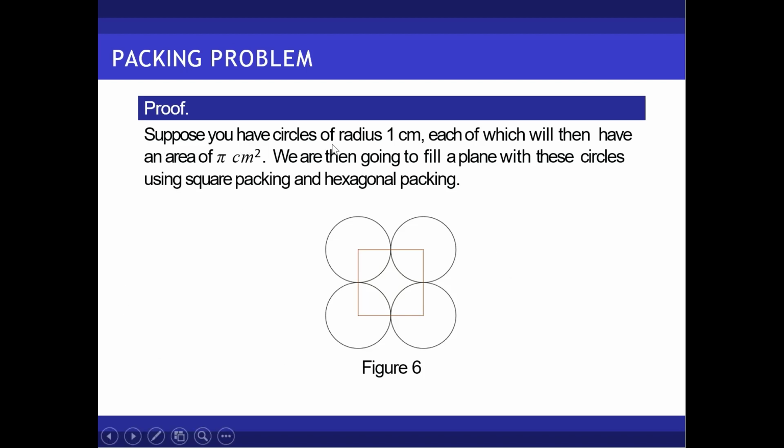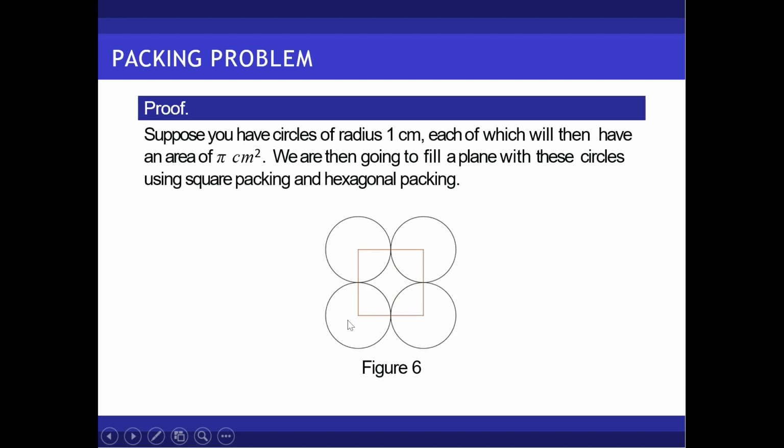Suppose we have circles of radius 1 cm, each of which will then have an area of pi square cm. Using the formula for the area of a circle, pi r squared, the radius is 1, so the area is pi square centimeters for this circle. We are then going to fill a plane with these circles using square packing and hexagonal packing. So for the first one, let's have the square packing.